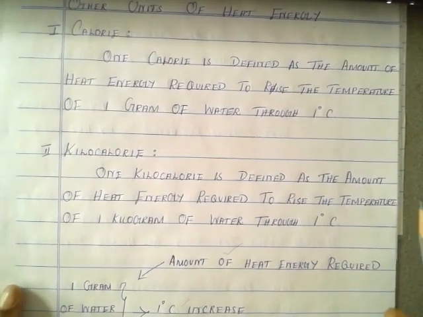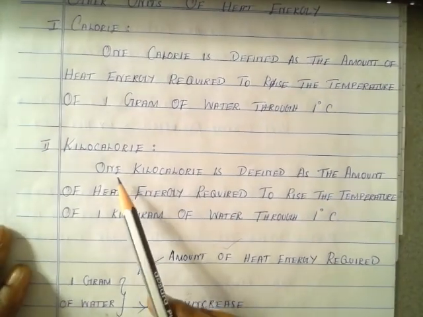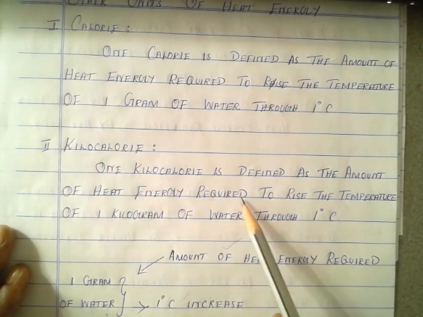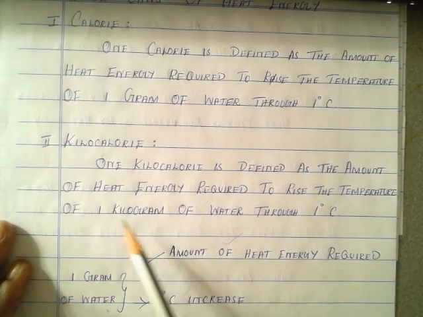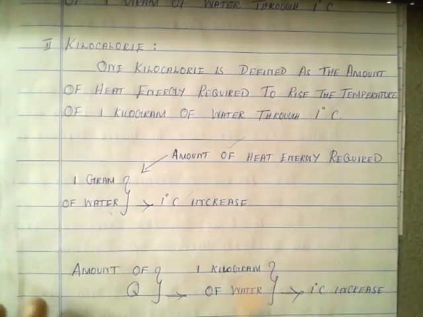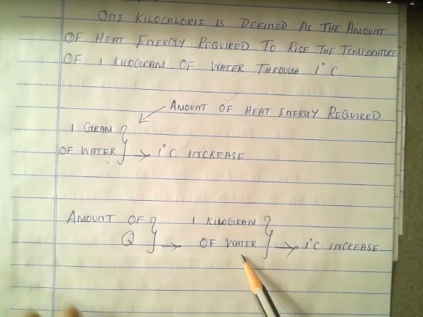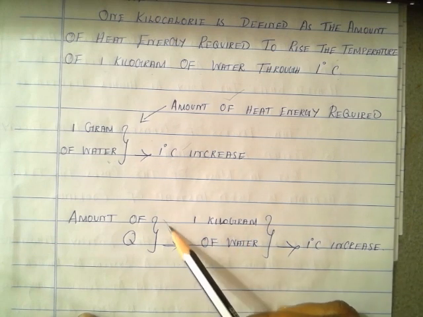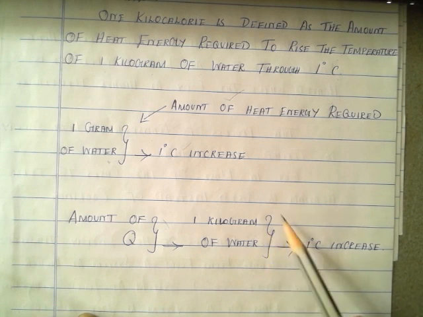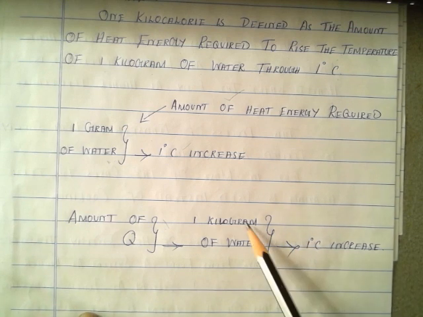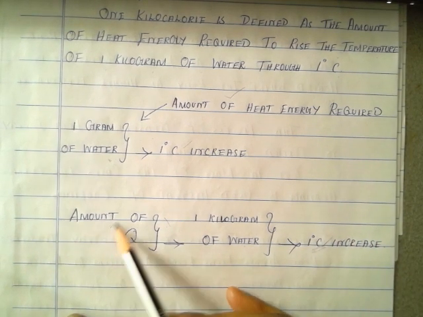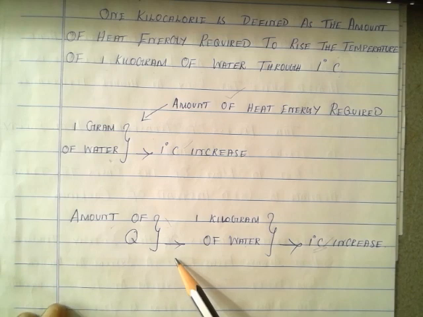Like that, I am going to define kilocalorie. 1 kilocalorie is defined as the amount of heat energy required to raise the temperature of 1 kilogram of water through 1 degree Celsius. That means we will take 1 kilogram of water in a container, then apply Q quantity of heat energy until the temperature of that 1 kilogram of water is raised by 1 degree Celsius. Now the amount of applied heat energy is known as kilocalorie.